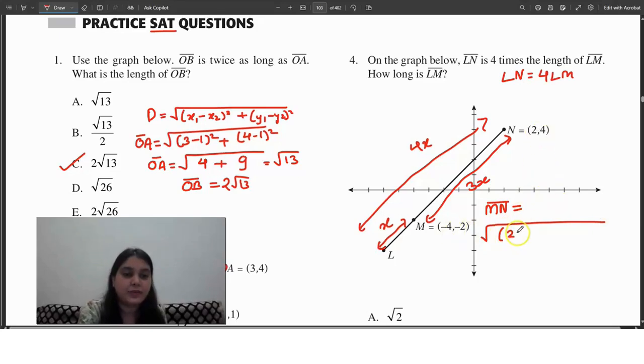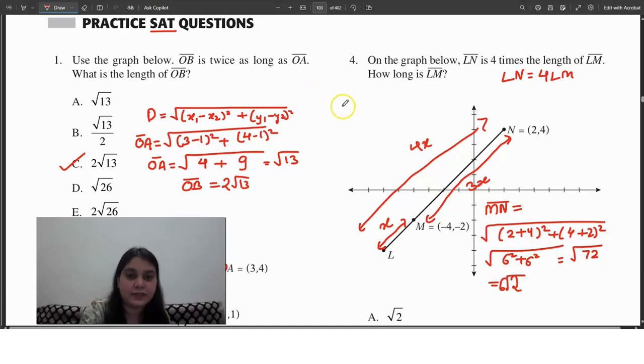2 minus 4, that is 2 plus 4 square, plus 4 minus 2, so 4 plus 2 square. So under root 6 square plus 6 square. So that's going to be under root 2 into 36, so under root 72. We can write this as 6 root 2.